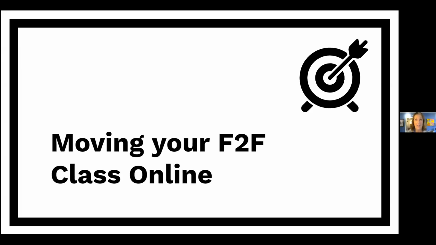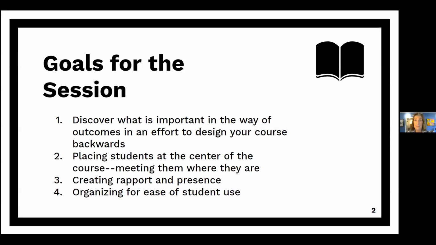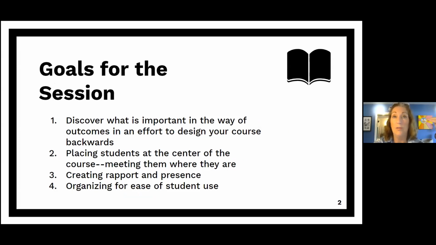that provide the best of your teaching, but also to do it in a way that is equitable, given what we know about students and about online education. So let's see, these are the goals for our session. It's broken down into 3 basic parts. The first part is we're going to discover what is important in the way of outcomes, and then design your course with the backwards design concept so that you can see what it is you want your students to know, and then design your course in a way to achieve those outcomes.